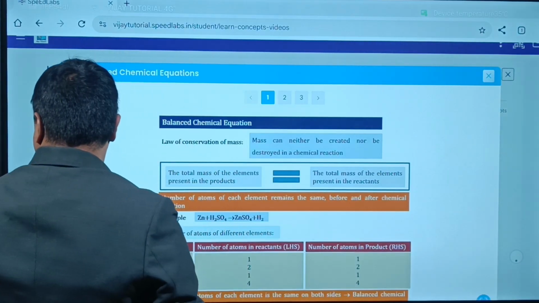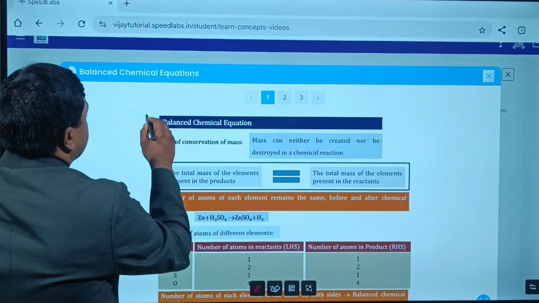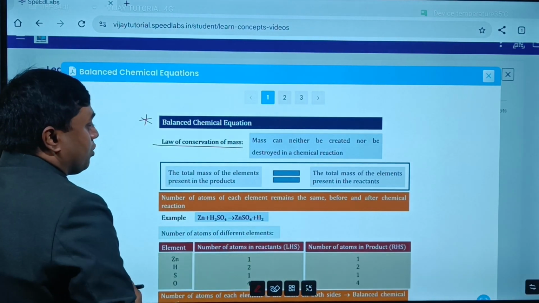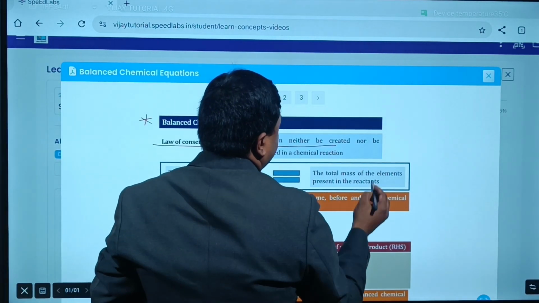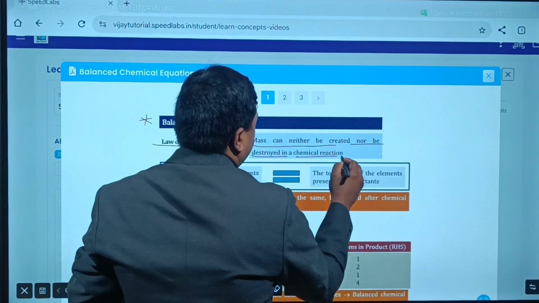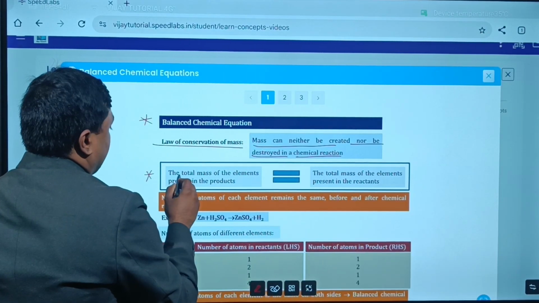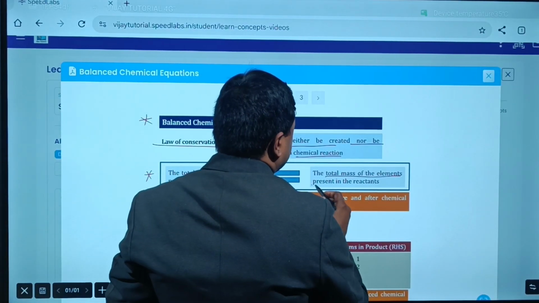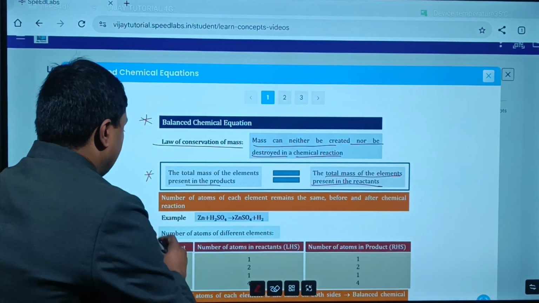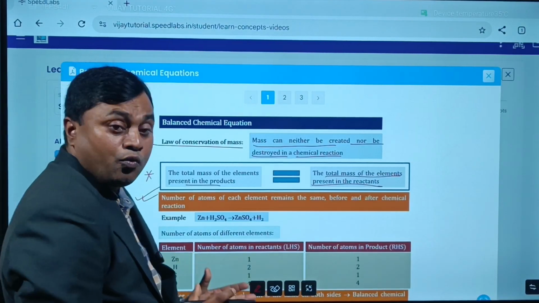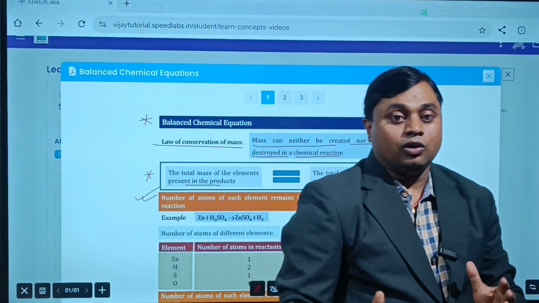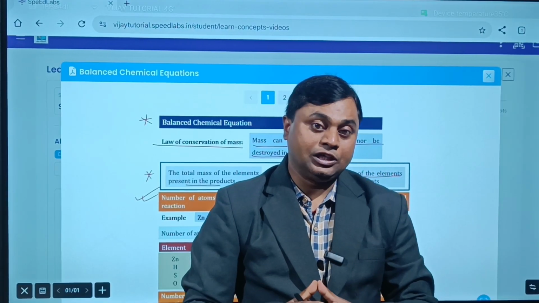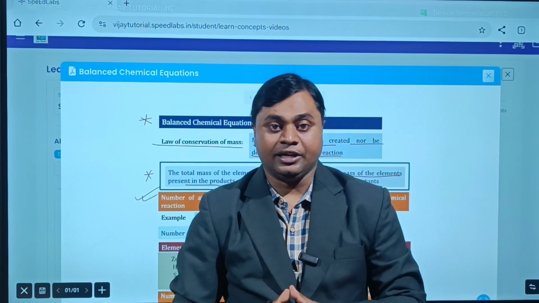So we can see here the balanced chemical equation. Why is it required? To satisfy this law of conservation of mass. Mass can neither be created nor be destroyed in a chemical reaction. Or we can say the total mass of the elements present in the product is equal to the total mass of elements present in the reactants. Generally when the number of atoms present on the left hand side and right hand side for each element is equal, then we can say it is a balanced chemical equation.